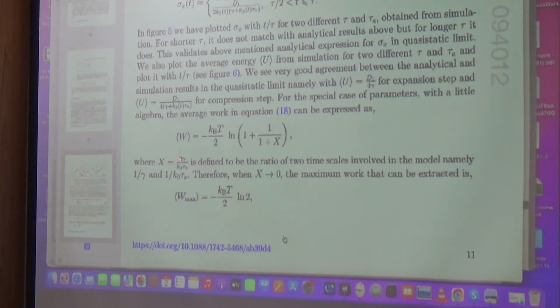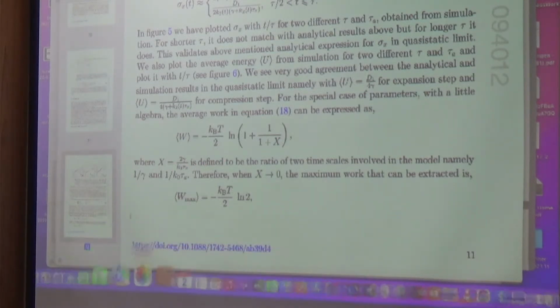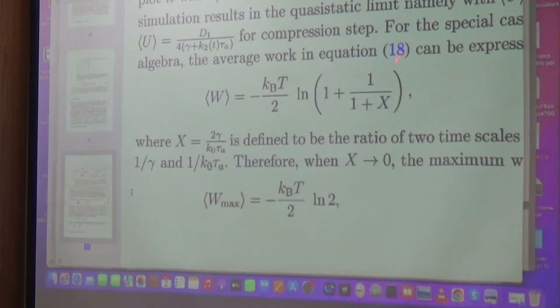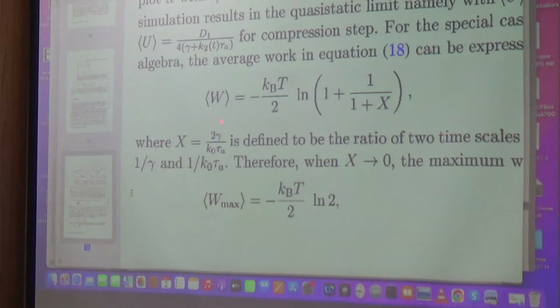What is x? X is again 2 gamma k naught over the constant coming from the protocol, and tau a. So the moment you put tau a to be 0, x becomes infinity, then this whole thing becomes 0. So log 1 is 0, your average work output becomes 0. So you are in the thermal limit. Do you see it?